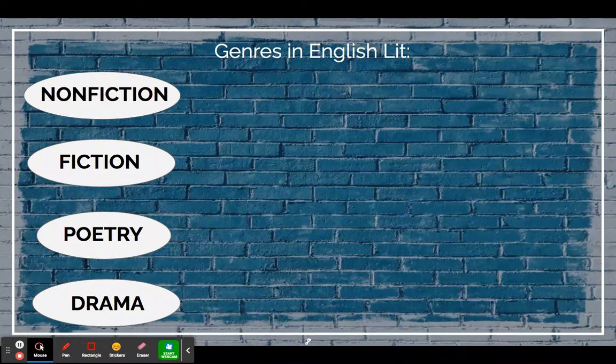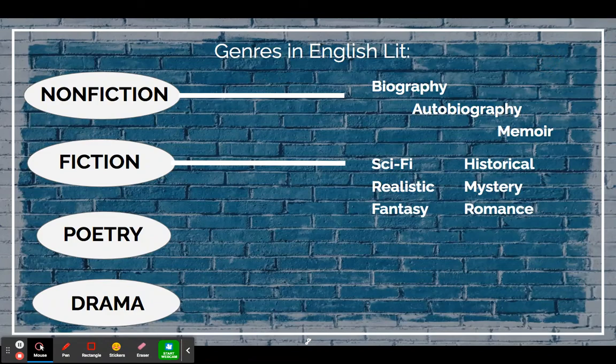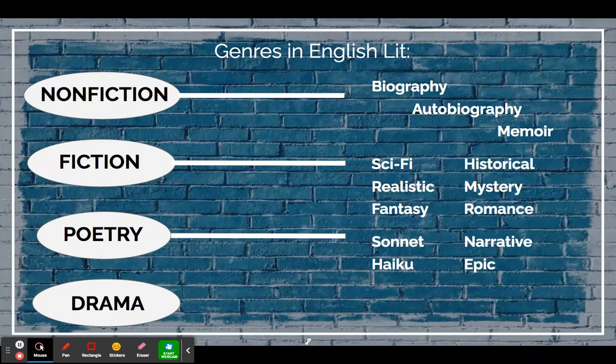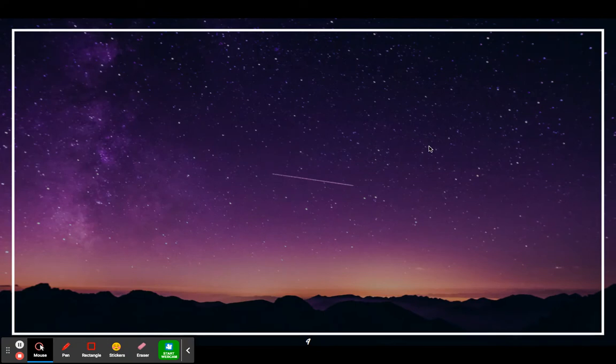These are genres in and of themselves, and then we can break them down into subcategories, subgenres. With nonfiction, you'll find things like biographies, autobiographies, memoirs, and a ton of other stuff that I couldn't fit on this slide. With fiction, you'll find things like sci-fi, realistic fiction, fantasy, historical, mystery, romance. With poetry, you'll find things like sonnets, haikus, narrative, and epics. With drama, you'll find things like musicals, films, plays, TV shows, and animation. This is definitely not an exhaustive list, but it gives you an idea of where we're going. We are in a nonfiction unit, and we're going to be looking specifically at an autobiography. So let's learn some definitions of some terms really quick.